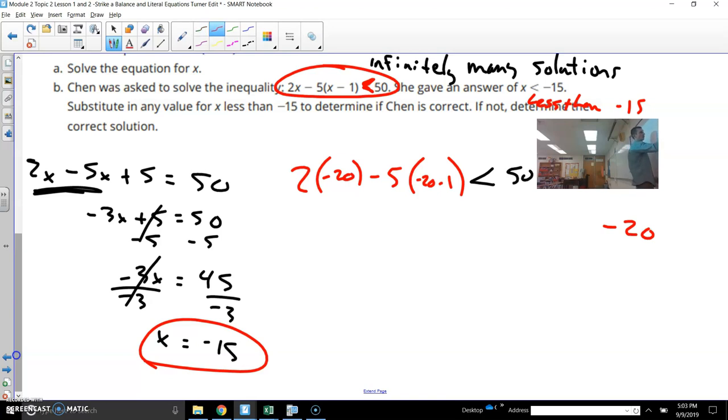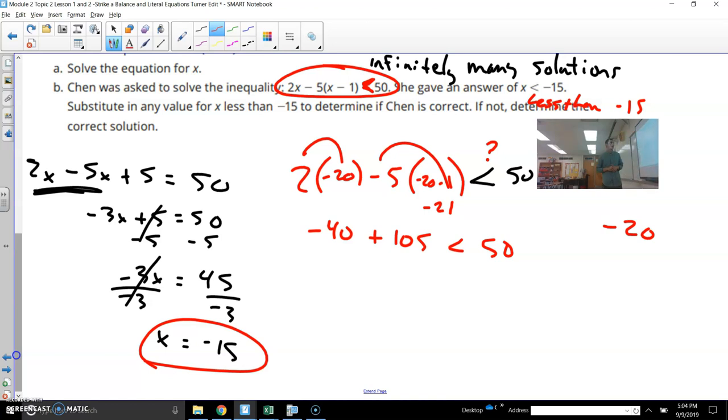And in college, we put a little question mark here because we're not sure if that's true yet. So that allows us to kind of remember what the point of the problem is. So let's just see what we get. 2 times -20, -40. If you put these together, that would be -21. And if you were to distribute -5 to -21, that gives you positive 105. So now, when I go about solving this, -40 plus 105, that would end up being 65.